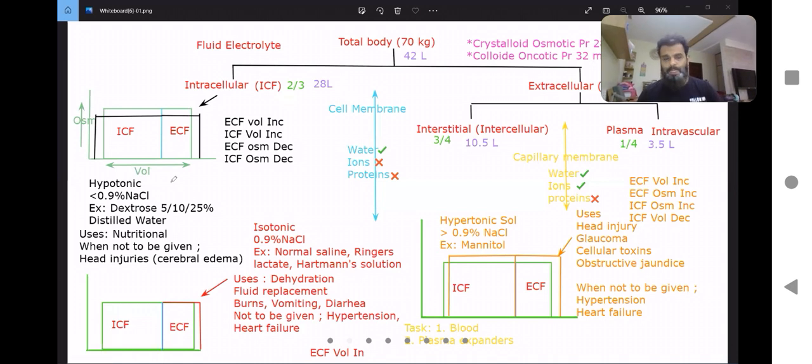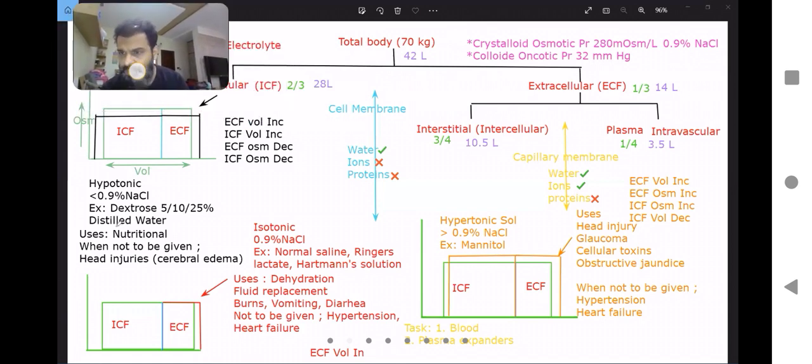Sahi hai? And the major solution which we use is dextrose water, which is in the market in different preparations. It can be 5%, 10%, 25%. In either case, it is hypotonic because dextrose or glucose does not impart any osmotic pressure. Glucose or sugar, the table sugar, does not give osmotic pressure because it does not split into ions.